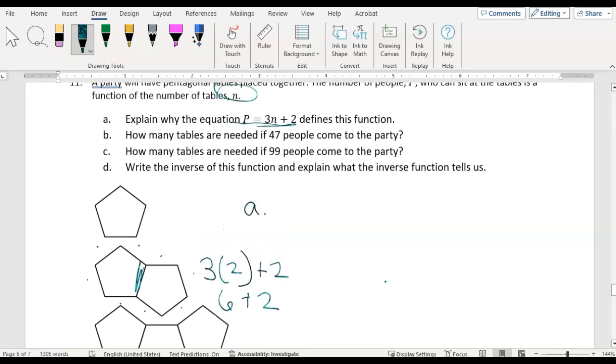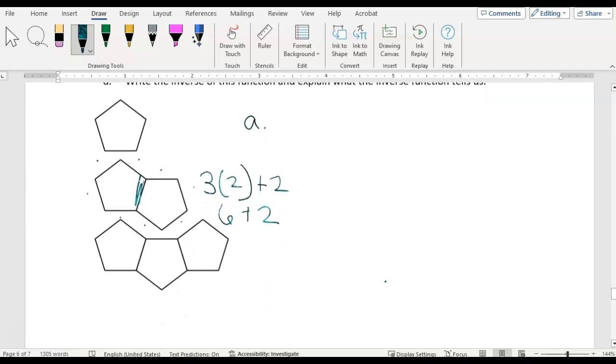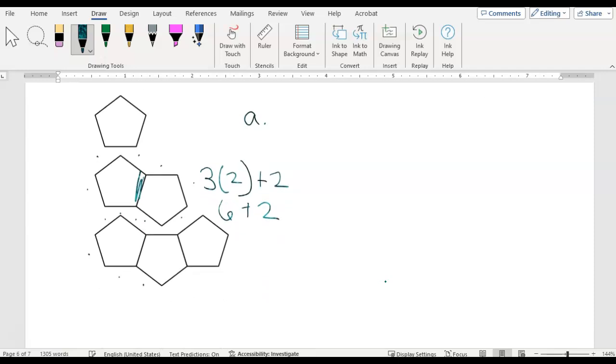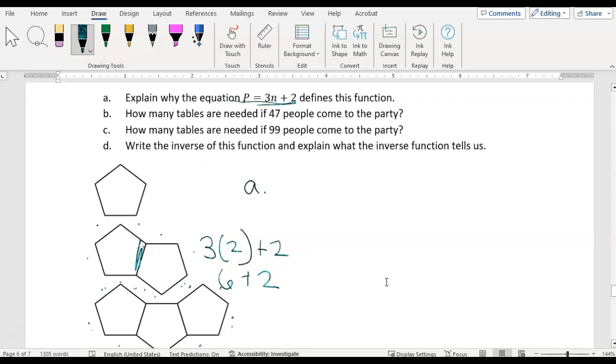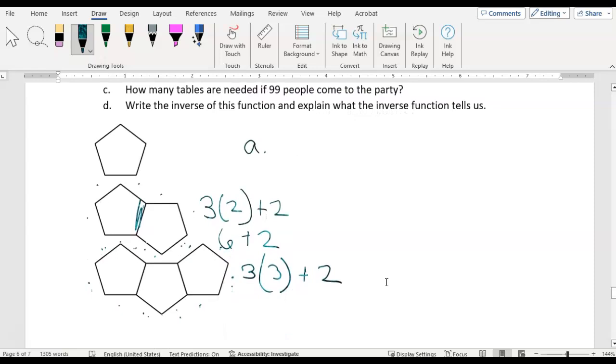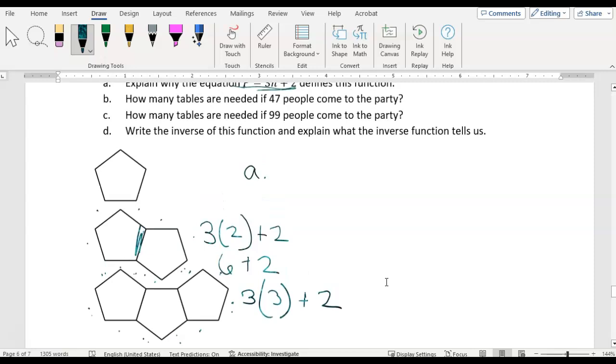So you can use this example, or you can also say the 3n plus 2 gives us the number of seats that are available once they are connected. If we look down here, we have 1, 2, 3, 4, 5, 6, 7, 8, 9, 10, 11 seats. And so here we would have 3 times 3 tables plus 2. So you can have 3 seats at each table times the number of tables plus those 2 additional seats.